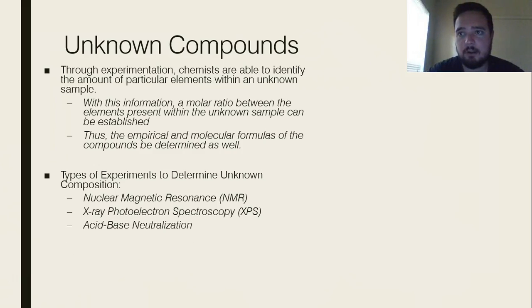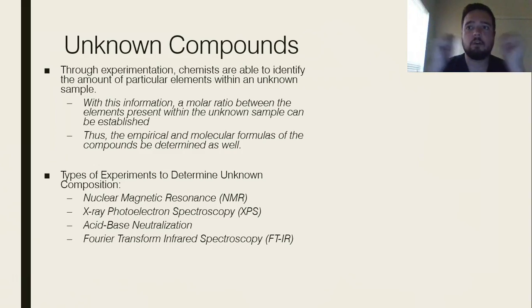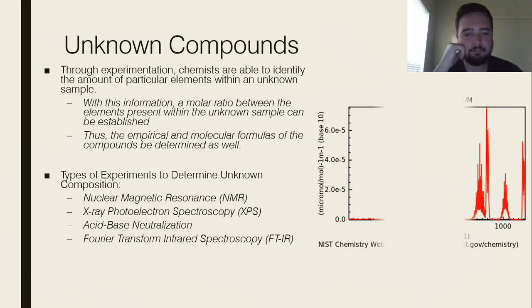Acid-base neutralization is another way. If you go into higher levels of chemistry, especially general chemistry at college level, you'll be doing this a lot as well. Fourier transform infrared spectroscopy, it's a mathematical approximation in regards to how the bonds wiggle and jiggle, and that can help determine what type of bonds or what type of atoms are occurring. And infrared means the type of energy or light that's given off by that.